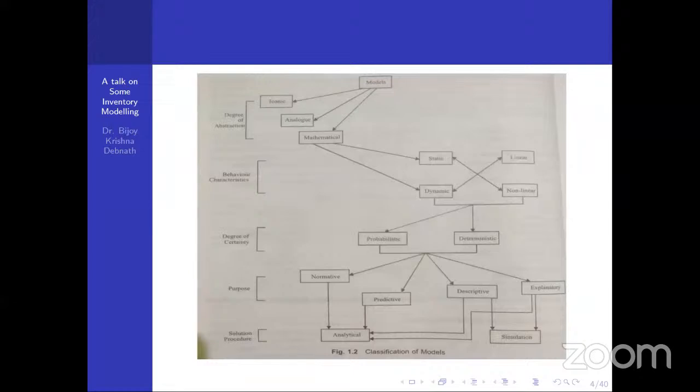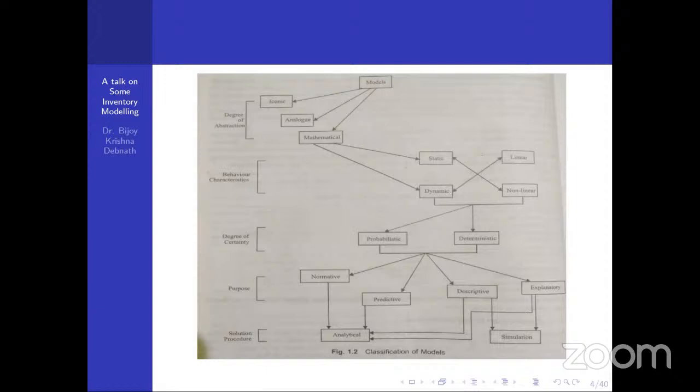Okay, so basically these general models are classified into three types: iconic model, analog model, and mathematical model. We will only discuss these mathematical models, and you know that mathematical models are again classified into two types: static and dynamic. Static means it does not change over time, and dynamic means it changes over time. Both of these types have linear and non-linear problems. Like, as you know, the simplex method and linear programming problems are all linear, and some are non-linear programming problems, like quadratic programming and integer programming. These are all non-linear programming, right? So these are there.